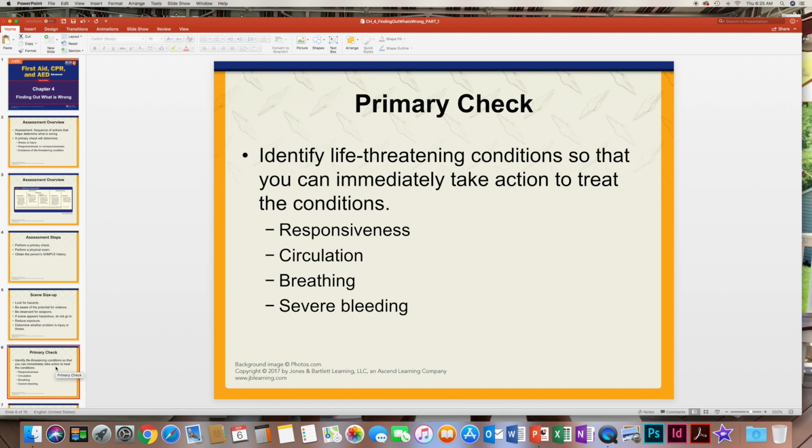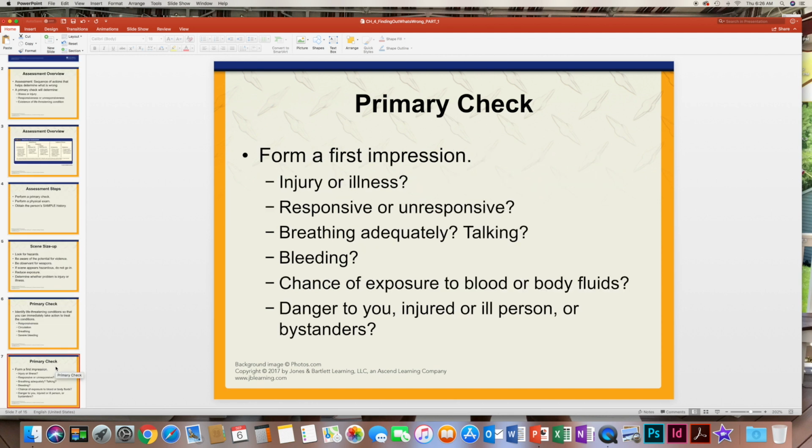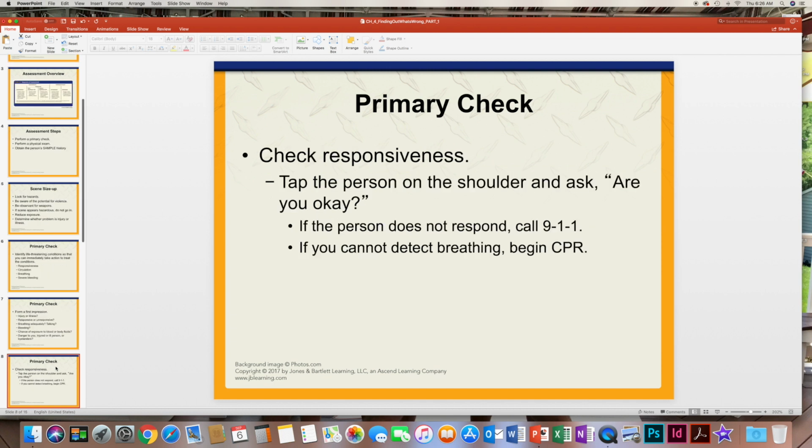You have to see if the person is responsive. Do they have a circulation, a pulse? Are they breathing? Is there any severe bleeding? Form a first impression. And by that, once you're looking at the person and you realize if they're injured or ill, if they're responsive or unresponsive, are they breathing adequately? Are they able to talk? Are they bleeding profusely? Is there a chance of exposure to any type of body fluids or blood? Is there a danger to you, to the injured person, or any bystanders?